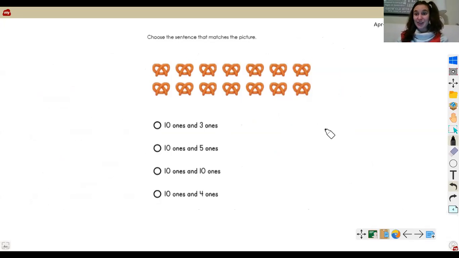Okay, scholars, now that you guys have done the work on your own, I'm going to show you what strategy I used to help me choose the sentence that matches the picture. So, instead of counting and labeling all of these pretzels, I'm going to try the counting by tens and ones strategies that we just used. So the first thing I'm going to do is circle a group of 10. So 1, 2, 3, 4, 5, 6, 7, 8, 9, 10.